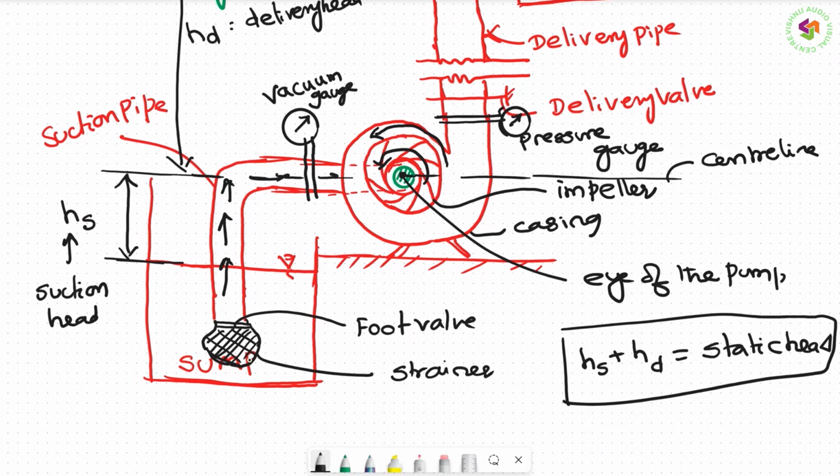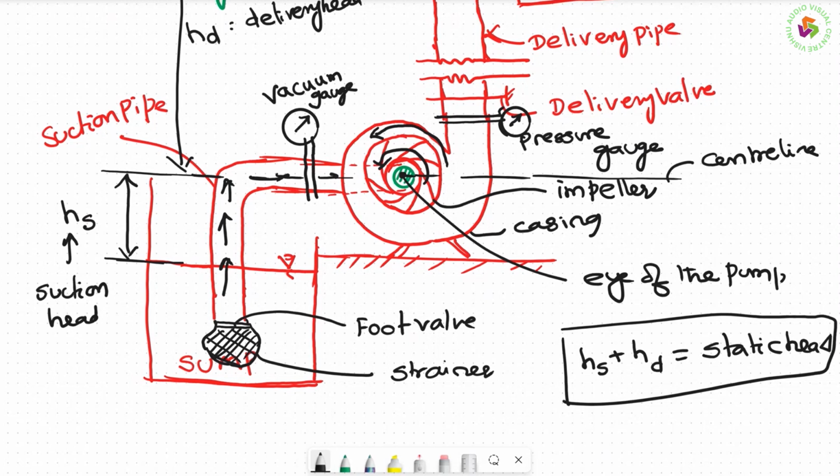The water is sucked the moment the motor is switched on by electrical energy. When electrical energy is given to the motor, it converts electrical energy into mechanical energy. That mechanical energy is given to the shaft. Now this impeller is connected to that shaft, so the impeller is forced to rotate by the shaft.